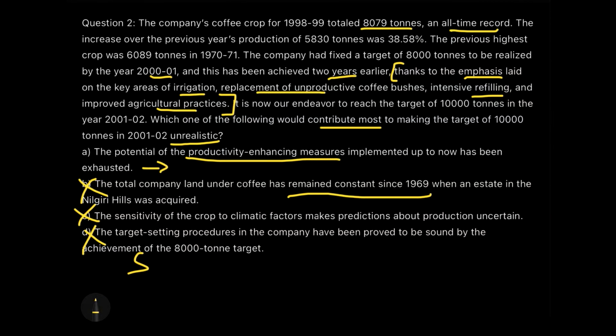And so we are left with our only best option, option A, where it is mentioning that whatever we have done so far as a company to increase our production was the perfect or the maximum thing we could do, and the resources have now been exhausted. So this can be the real possible reason that nothing better can be done more than this, and so this can be a reason for not being able to achieve the target of 10,000. All right, so option A is my correct answer for this critical reasoning question.